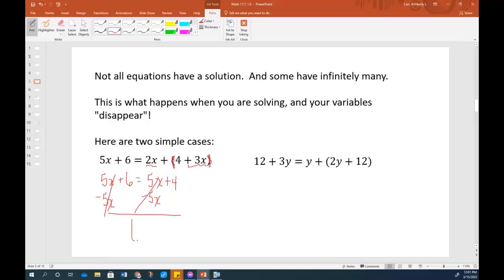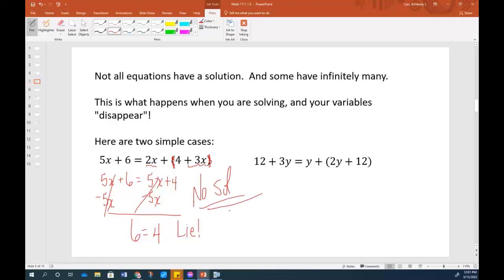And the variables just disappeared. And I'm left with 6 equals 4, which is a lie. Math is not supposed to lie. There is no number that is going to make 6 equal 4. 6 does not equal 4. So in this case, this one is a no solution.